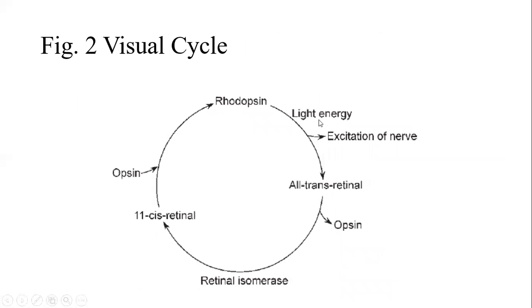See, rhodopsin, light energy, then excitation of the nerve, all-trans retinal, the opsin goes out. Then retinal isomerase, then 11-cis retinal, again opsin binds together, then rhodopsin. So the whole thing is a cycle and maintains the equilibrium. So very perfectly they are done.